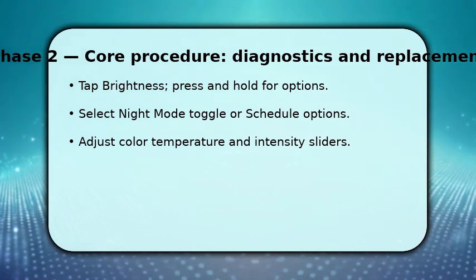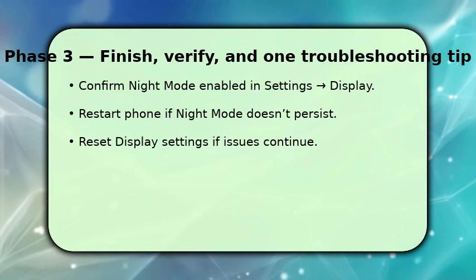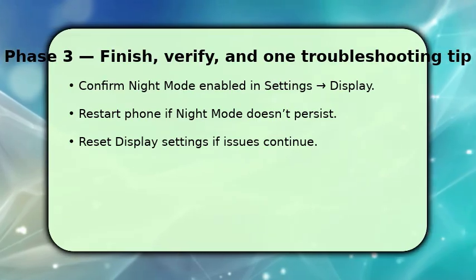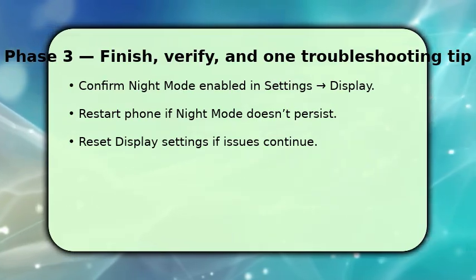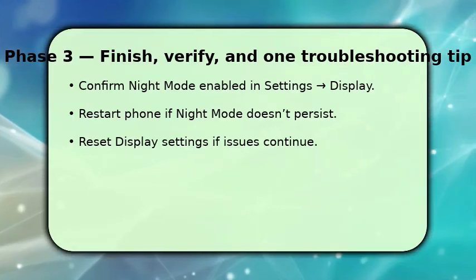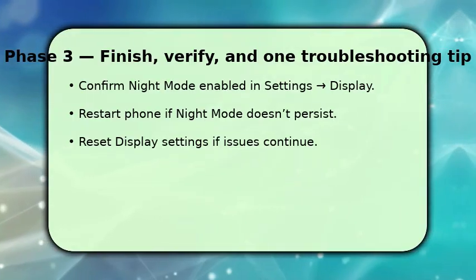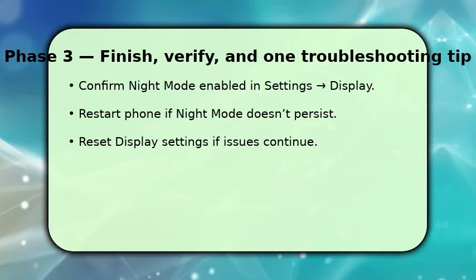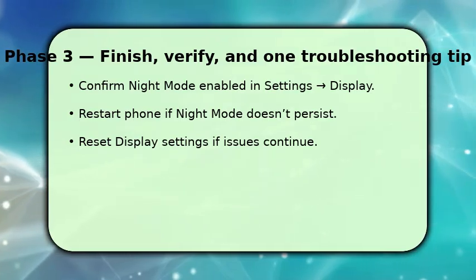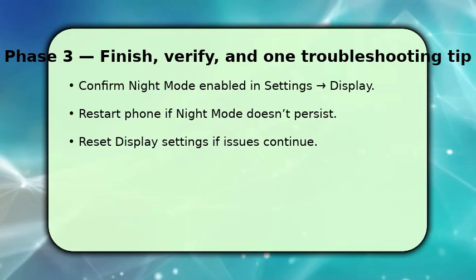You finish by verifying settings, right arrow, display and brightness to confirm night mode and any schedule are active. Double-check Do Not Disturb or Focus presets, don't override it. If night mode fails to persist, restart the iPhone 16 and reapply the setting. A reboot often clears transient glitches.